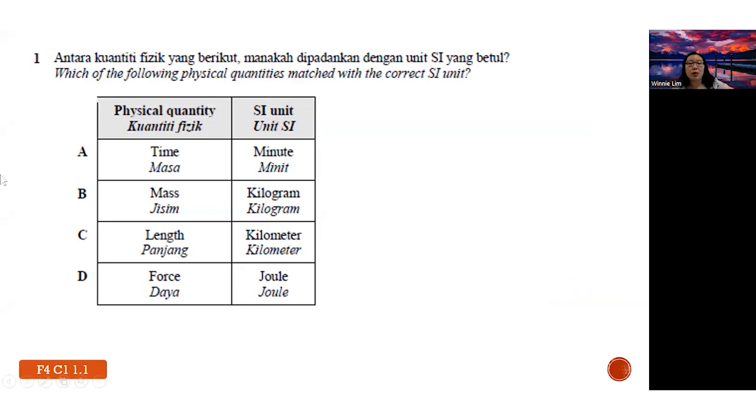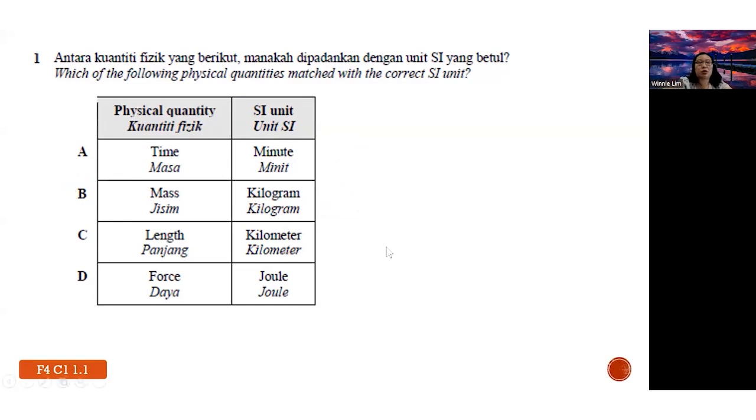So basically, a physical quantity is any quantity that can be measured by a scientific instrument. For example, time, mass, length, force, density, and so on. For these questions, you need to know their SI units. For time, the SI unit is second. Then mass is kilogram, length is meter, and force is Newton. So among all four options, the answer B is the correct answer. This question is from Form 4, Chapter 1, Measurement 1.1.